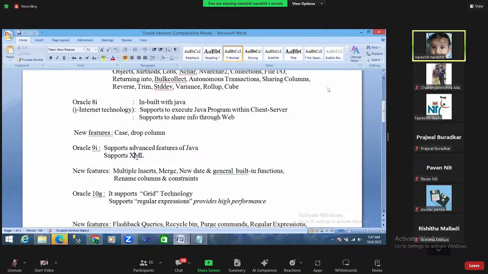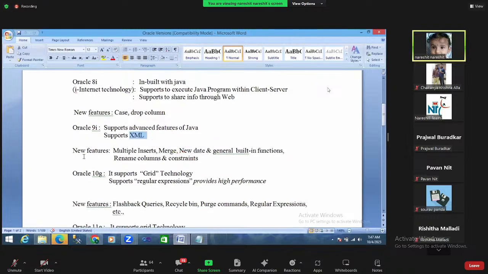XML language means if any data comes in XML format, I want to store the data into my backend database. HTML advanced is XML actually. What are the new features added now? Multiple inserts, merge command, new date and general built-in functions, rename columns and constants. These are the new features added in Oracle 9i.